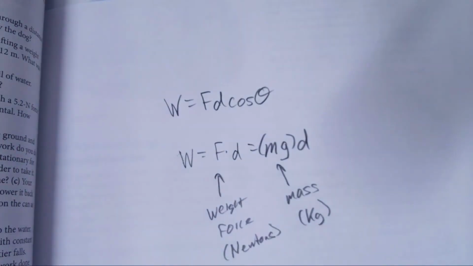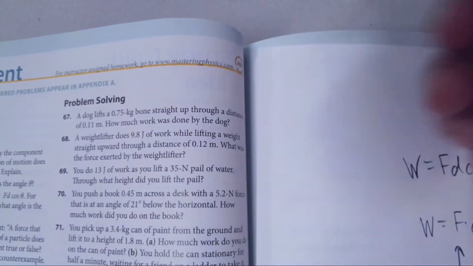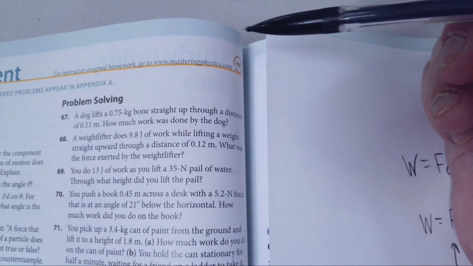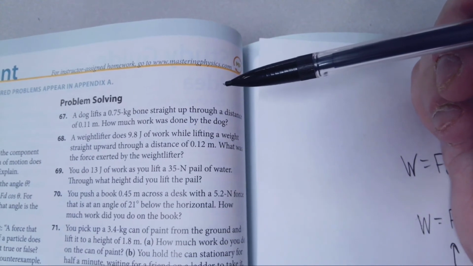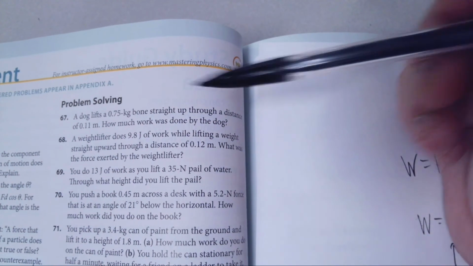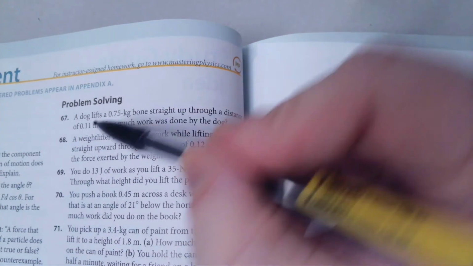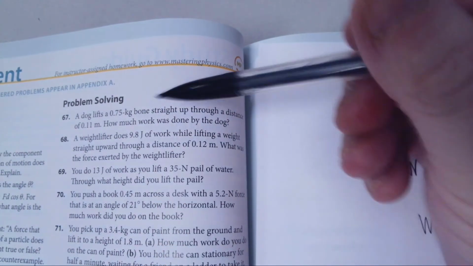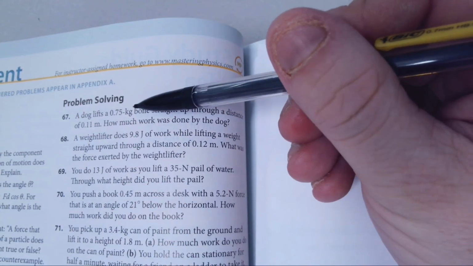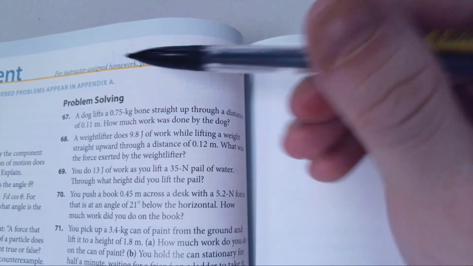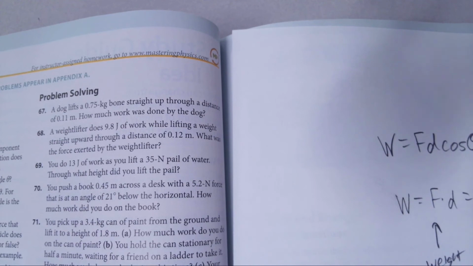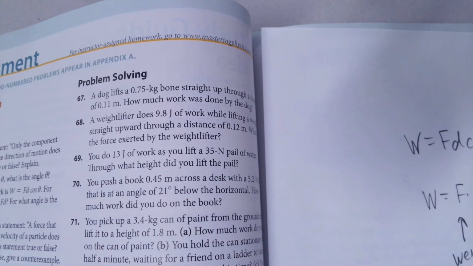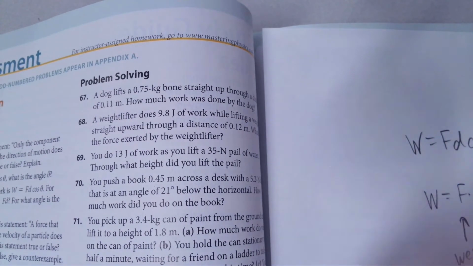So a good example of that is the very first one here in 67. It says a dog lifts a 0.75 kilogram bone straight up through a distance of 0.11 meters. How much work was done by the dog? So we have a distance that's given here, 0.11, but we have a mass, so we'd have to do 0.75 times 9.81 times 0.11 to give us work done there. So that's what we calculated. The other ones I wanted to talk about, you can fill those out.